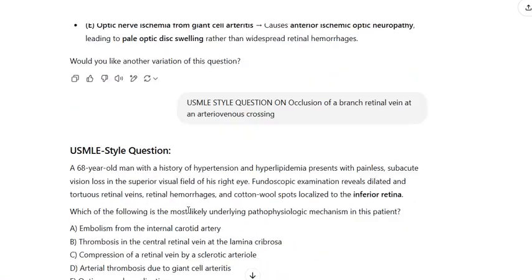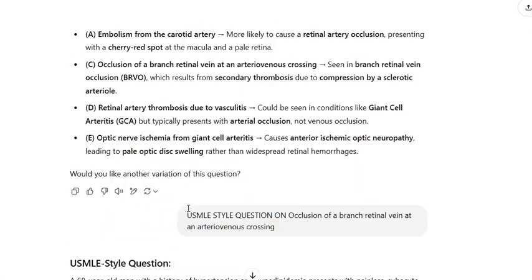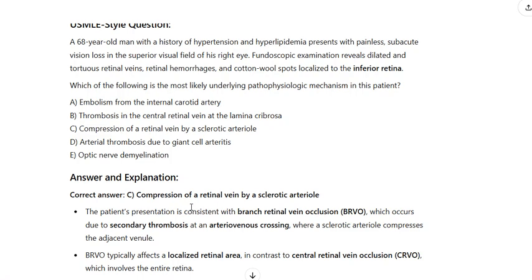USMLE style question. A 68-year-old man with a history of hypertension and hyperlipidemia presents with painless subacute vision loss in the superior visual field of his right eye. Fundoscopic examination reveals dilated and tortuous retinal veins, retinal hemorrhages, and cotton wool spots localized to the inferior retina. Which of the following is the most likely underlying pathophysiologic mechanism in this patient?